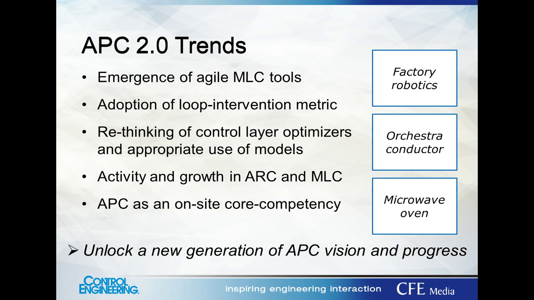I'd like to begin wrapping up by summarizing the future insights that have been mentioned throughout the presentation. I refer to these collectively as APC 2.0. I think industry is about done waiting for MPC to fill the MLC gap, and the future will see the emergence of more agile MLC tools. Industry would probably be well served by adoption of a loop intervention metric as a tool to drive the closure of multivariable loops in manual, just like the loops in manual and bad actor alarm metrics before it.